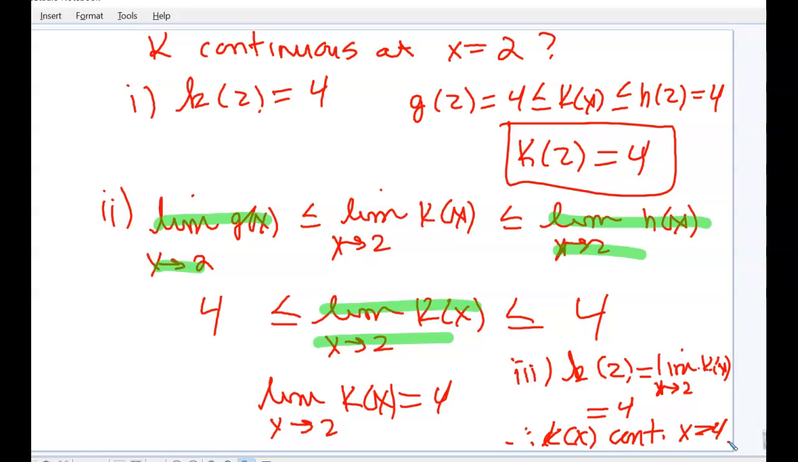So again, that's a little bit of a more challenging question, but again, just to show you where it can be used on the AP exam moving forward when we get to the exam in May.